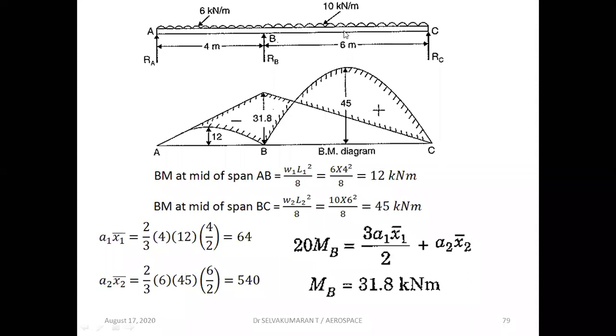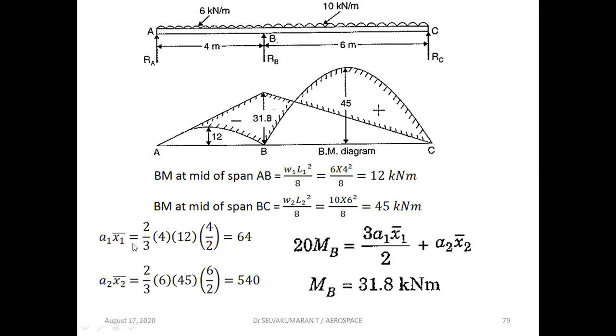Then the bending moment at mid of span BC, WL square by 8, W is 10, length is 6, divided by 8, you will get 45 kilonewton meter. And the bending moment diagram for UDL is a parabola. So if I consider BC as an individual simply supported beam, this is my bending moment diagram for vertical load, that is due to vertical loads on span BC. So now I have completed my plot of the bending moment diagram due to vertical loads. Vertical loads here in this case is nothing but UDL.